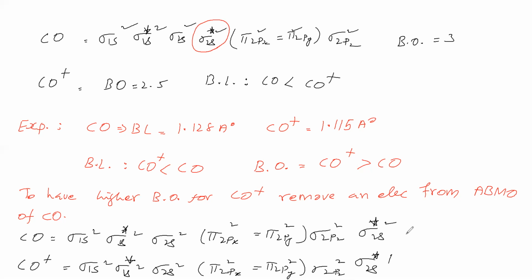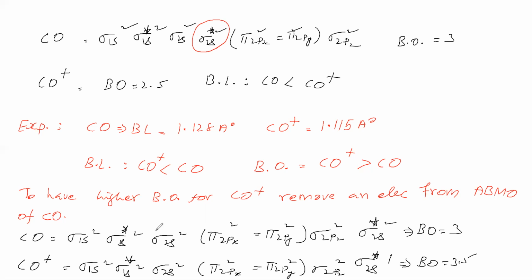Now we will see the bond order for both. For CO, the bond order is 3. For CO plus, the bond order is 3.5, because we have removed an electron from antibonding. Therefore, bond order is raised by 0.5. If you remove an electron from antibonding, bond order will be raised. If you remove an electron from a bonding molecular orbital, then bond order will decrease. Now the bond order of CO plus is high, therefore the bond length of CO plus is less. It is the experimental fact. Therefore, based on the experimental fact, the molecular orbital electronic configuration is explained.